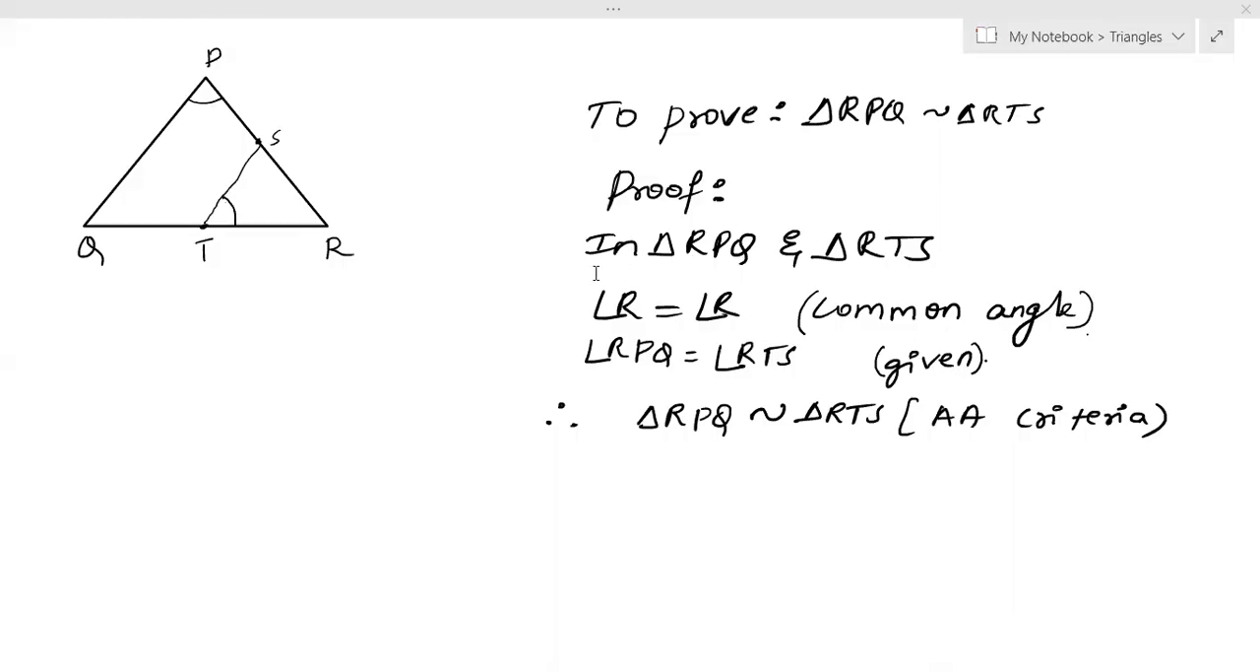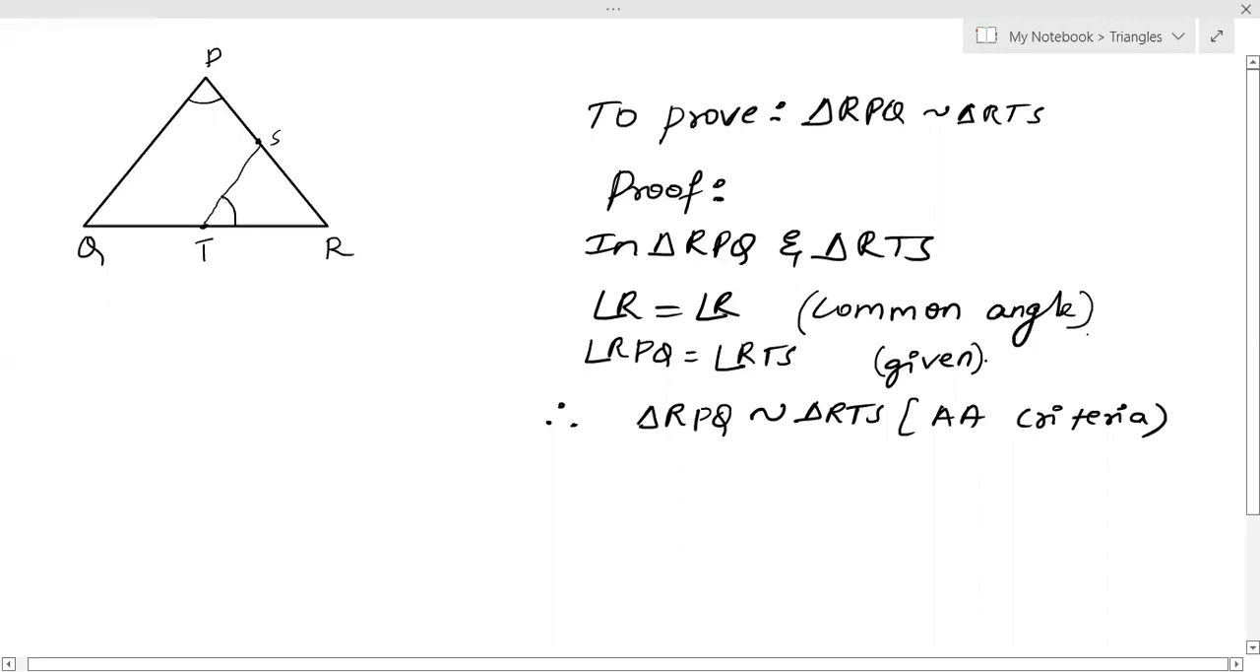Okay, we have taken the figure here, triangle PQR, in which S is a point on the side PR, as you can see in the figure, and T is a point on the side QR. It is given that angle RTS, this angle, is equal to angle PQR. We have to prove that triangle RPQ is similar to triangle RTS.